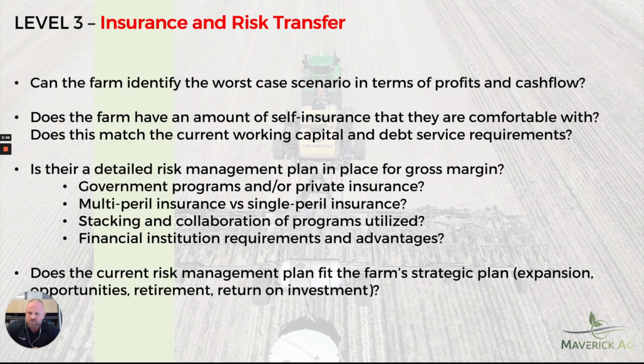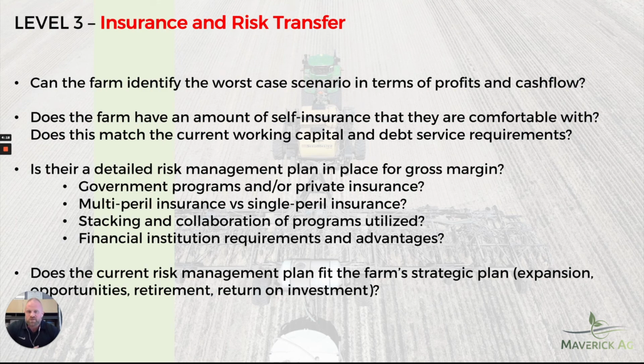Once we've analyzed those 2 areas, we then break down and go through insurance and risk transfer. So can the farm identify the worst case scenario in terms of both profit and cash flow? Does the farm have an amount of self-insurance that we are comfortable with? Not all farms want to insure to a profit. Many are okay with a certain level of loss. The issue is, does that loss match your current working capital and your debt service requirements with the bank?